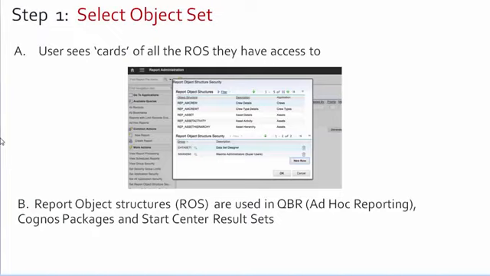When the user opens up their first dataset page, the report object structures that they will see will vary depending on the security access that they have. And the access is actually set in Maximo Classic Report Admin app. So they will see the report object structures that they have access to. And again, these are the same report object structures that we utilize in many other components in Maximo.